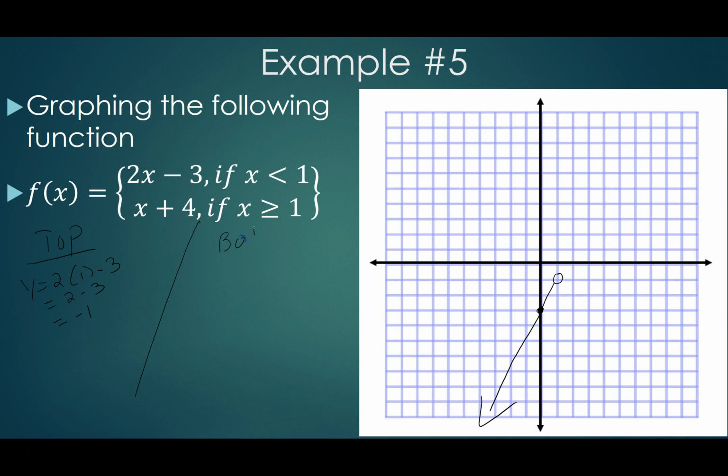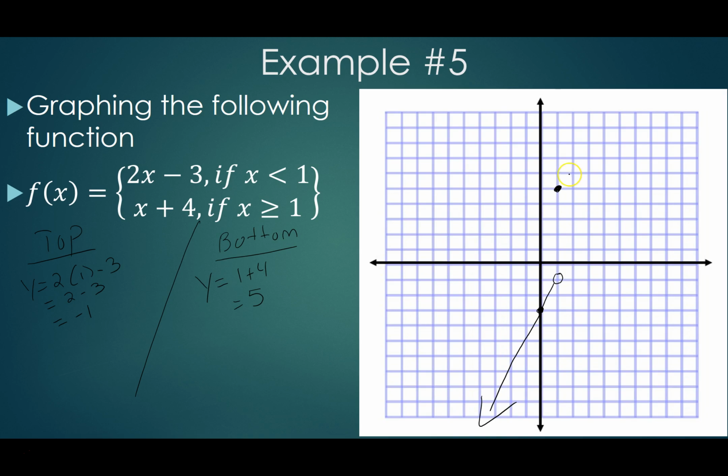So in the bottom graph, we also use x equals 1, so y equals 1 plus 4, which is 5. So for this example, we'll go to 5 for the y, and because we're equal to 1, we will shade in that particular point.